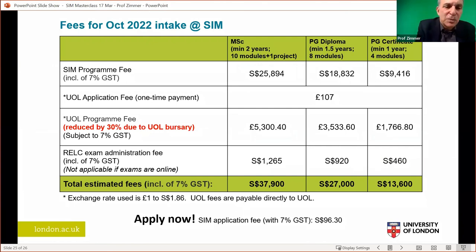Money. So if you study SIM, and I suggest you do, this is what the money looks like. You separately pay University of London and SIM. So these are the fees for the three different awards. I don't know if I talked about the diploma and the certificate. The certificate's essentially a third of a degree, the postgraduate diploma about two thirds, and the MSc is the whole thing. And that's the way it works. I think it's 4, 8, 12 essentially in terms of module numbers.